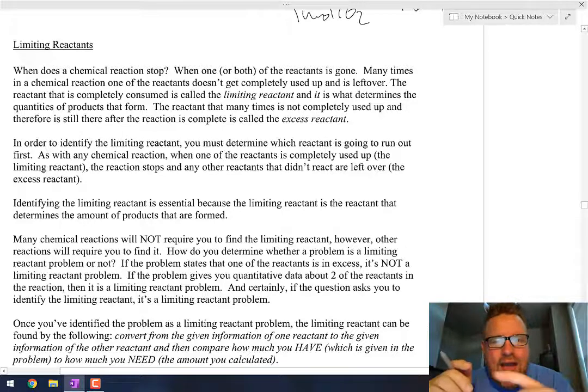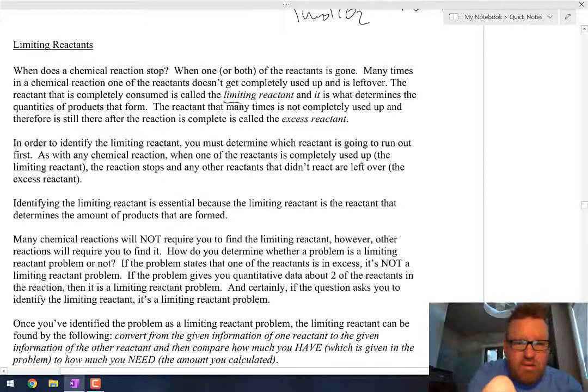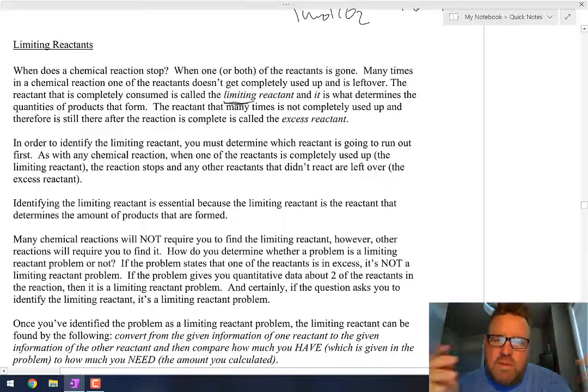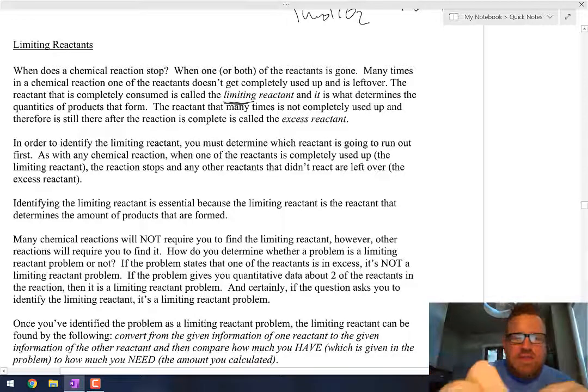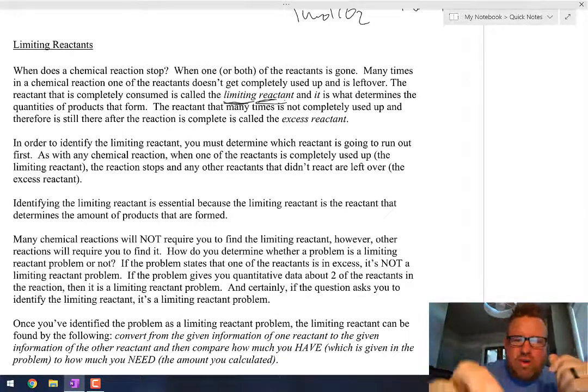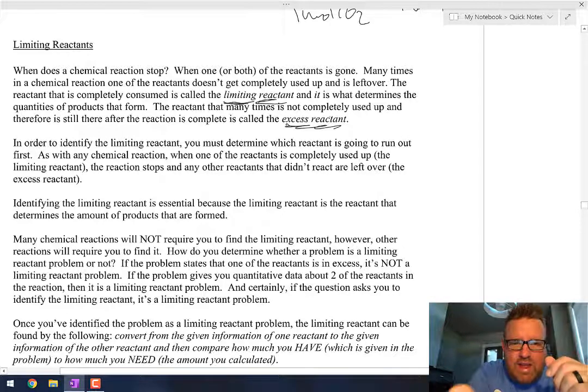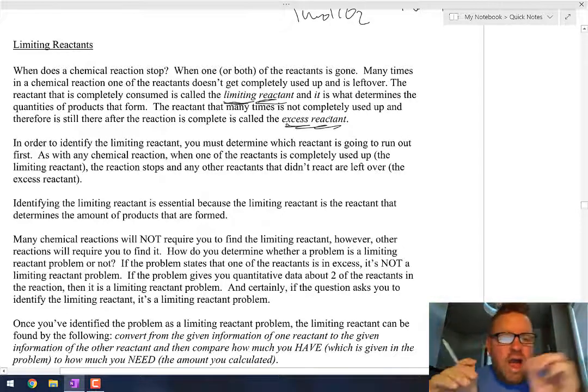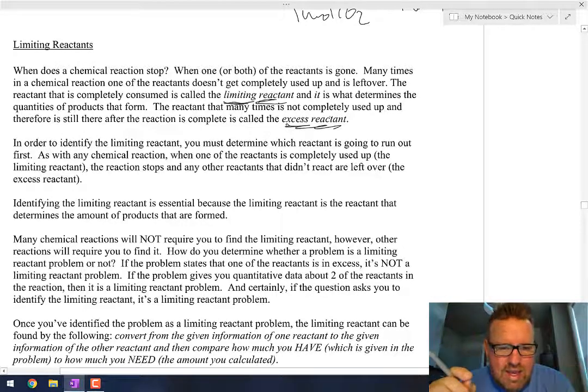Okay, so the reactant that does run out, the one that does, again, make the reaction stop, is called the limiting reactant. And obviously that makes sense. It's the reactant that limits how far the reaction can go. Okay, the reactant that doesn't get used up, the one that gets left over and is still just there in the reaction mixture, is called the excess reactant. Okay, well, how do you know which one of those it is? Well, you have to do some math.